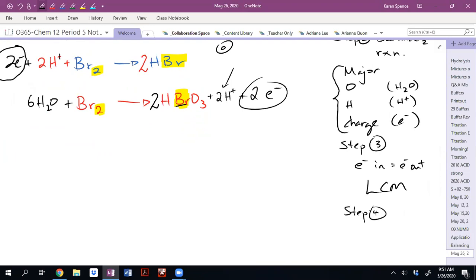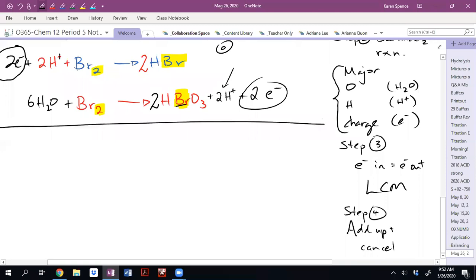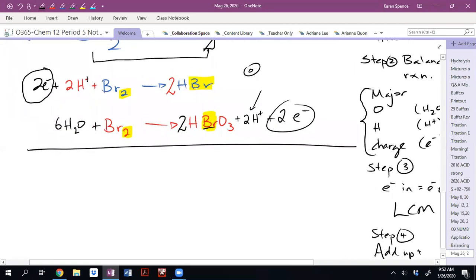I'm going to add it up and cancel. Yes, add up and cancel. So I'm going to put them back together. We're going to take our 2 half reactions and add them back together. So our 2 electrons over here will cancel with 2 electrons over here. Our 2 hydrogen over here will cancel with our 2 hydrogen over here.